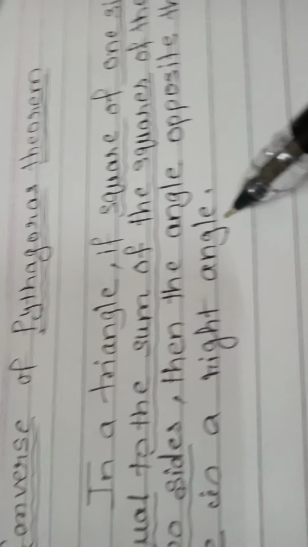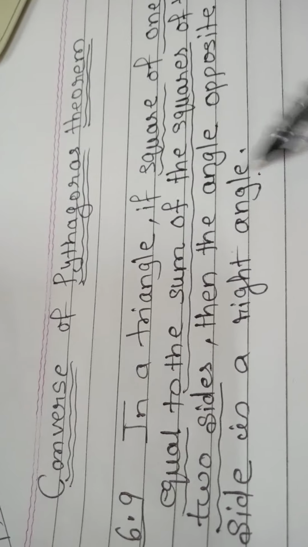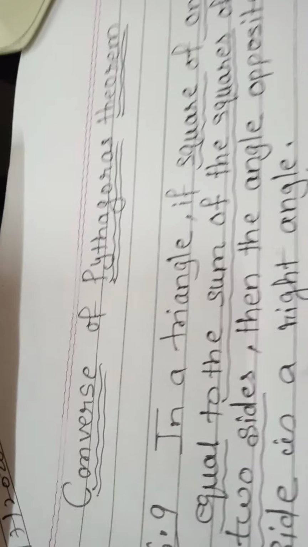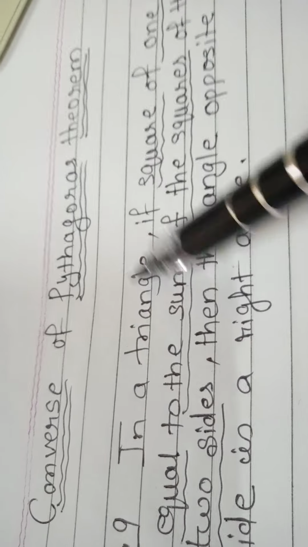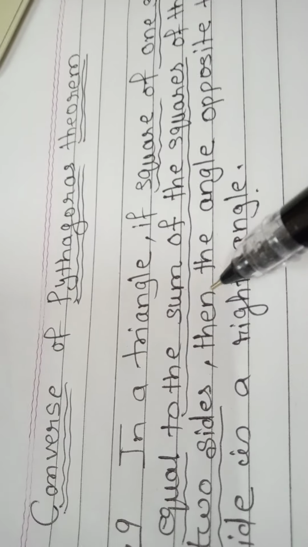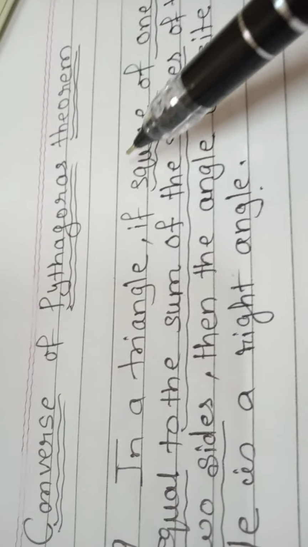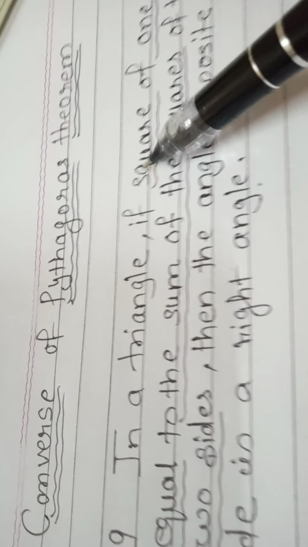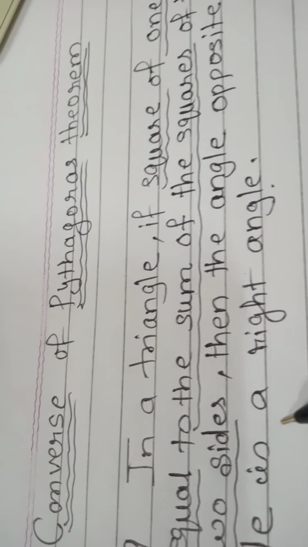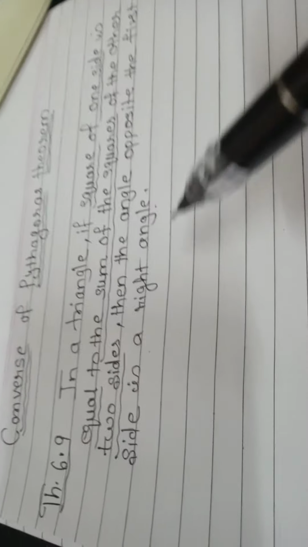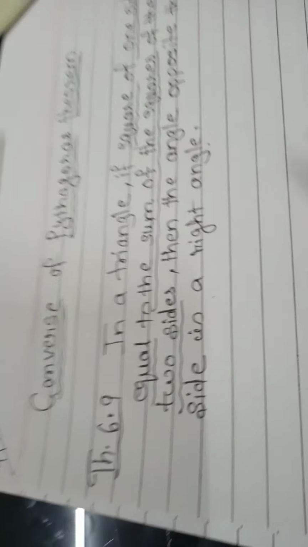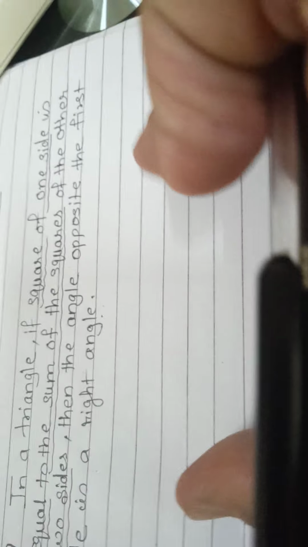Now you will feel that what you did in theorem 6.8, there you proved that if the angle is a right angle, then we proved the squares relation. But here the side squares have been given and we have to prove that the given angle is a right angle. So for that, first of all, if possible, make a diagram. You have to make the diagram just in front of each other.